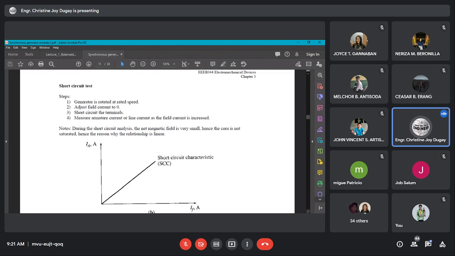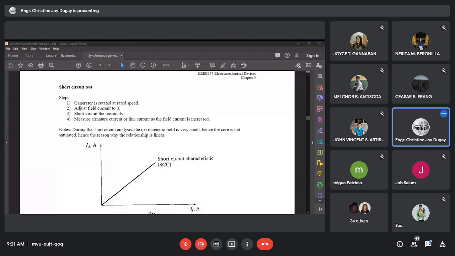Okay, so let's move on with the short circuit test. The generator is rotated to rated speed again. Adjust the field current to 0. 0 lang po ang pipiliin po ninyo. Short circuit the terminals. Paano pong ibig sabihin ng short circuit? Anong gagawin nyo pag mag-short circuit po kayo? Ano pong ibig sabihin ng short circuit? Or ano ang gagawin mo para ma-short mo siya?